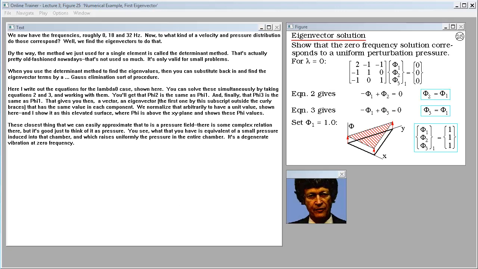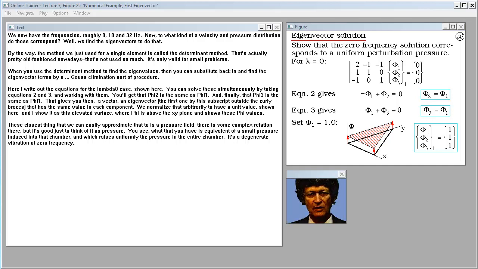So we now have the frequencies, roughly 0, 18, and 32 hertz. Now, to what kind of a velocity and pressure distribution do those correspond? Well, we find the eigenvectors to do that. And by the way, the method that we just used for a single element is called the determinant method for finding the eigenvalues. That's actually pretty old-fashioned nowadays. That's not used so much. It's only valid for small problems.